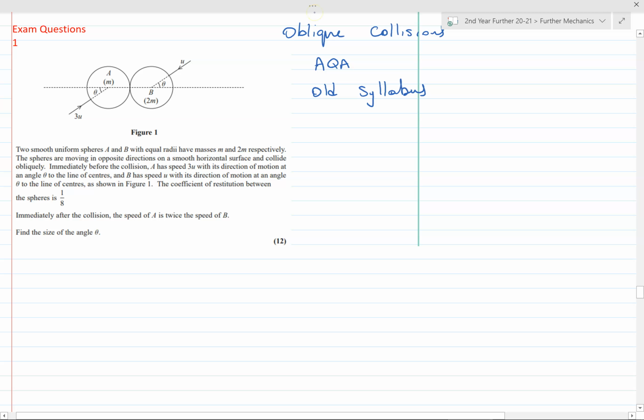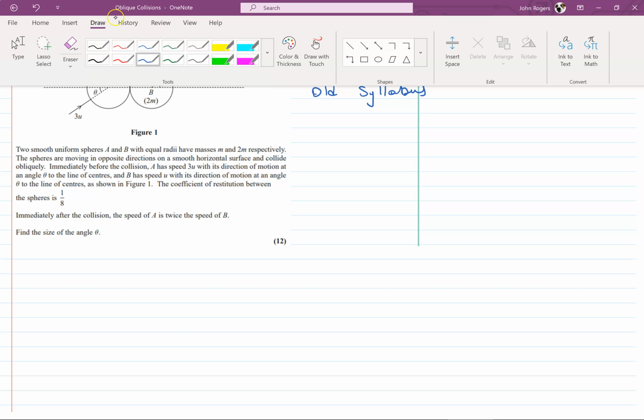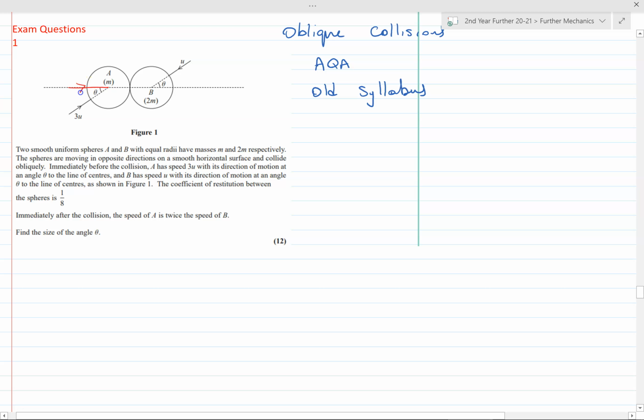I'm going to use the diagram above for ease of space, so I'm going to mark in the components here. Our approach with oblique collisions is always to split into components parallel and perpendicular to the line of centres. This component is 3u sin theta, and this is 3u cos theta, because they're going towards each other. This one has speed 3u, and this one has speed u at the same angle, but they're hitting each other along a different line. That makes sense. And this one similarly is u cos theta and u sin theta.